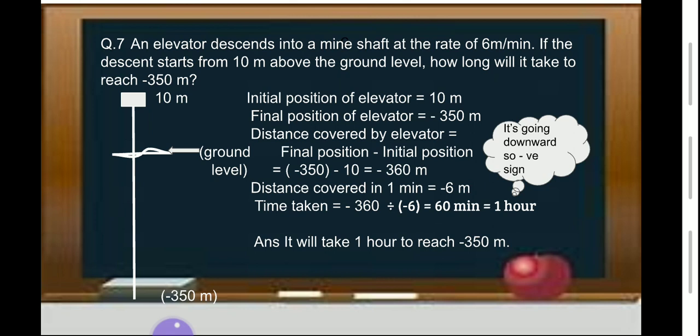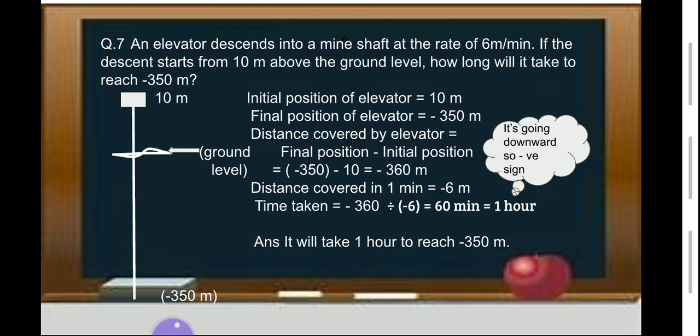Let's look at the solution, what the solution says. Initial position of the elevator is 10 meter, as you can see in the figure. Final position of the elevator where it has to reach is negative 350 meter. Distance covered by the elevator, as I explained to you, is final position minus initial position, that is negative 350 minus 10, which gives the answer negative 360 meter.